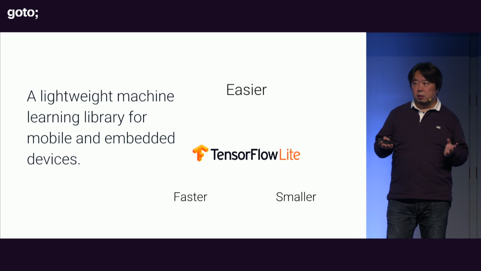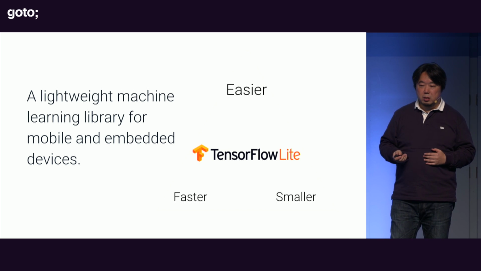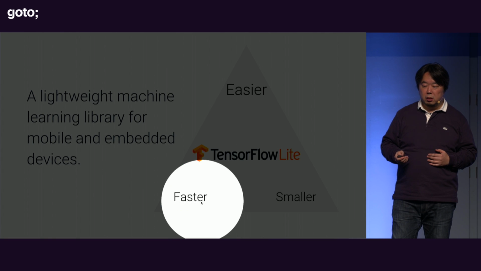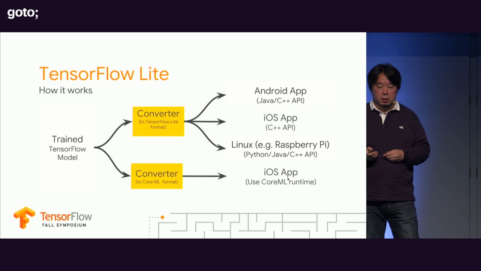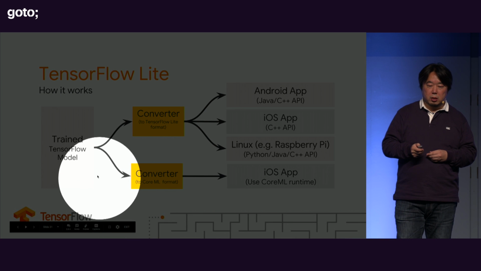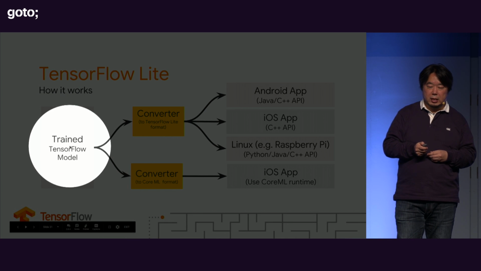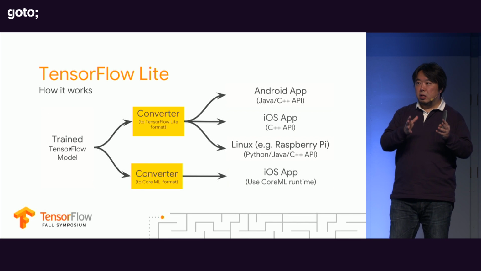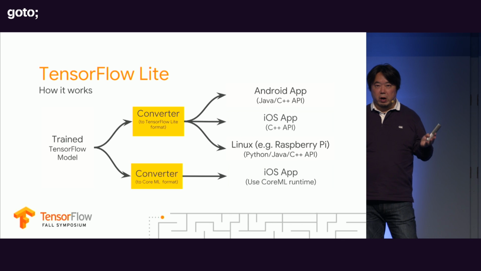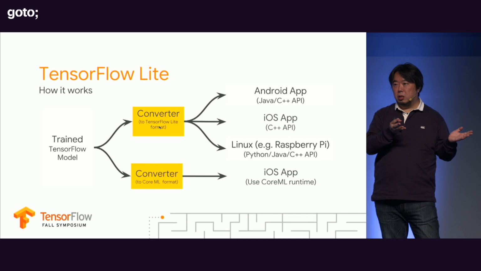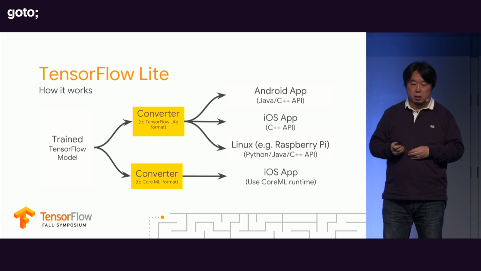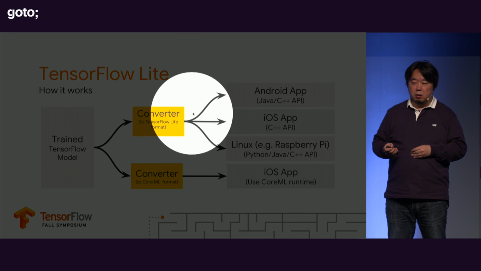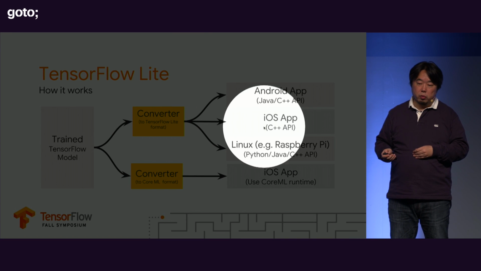TensorFlow Lite is another runtime for TensorFlow for mobile and embedded systems that is much easier, faster, and smaller than using the original TensorFlow on mobile devices. And you can start using TensorFlow Lite with an existing TensorFlow model. You can continue using the existing TensorFlow framework to train the model. Then you can apply the converter to convert the model to the TensorFlow Lite format. The new format will have the .tflite suffix on the file. That will be running on many different runtimes on Android, iOS, or Raspberry Pi.